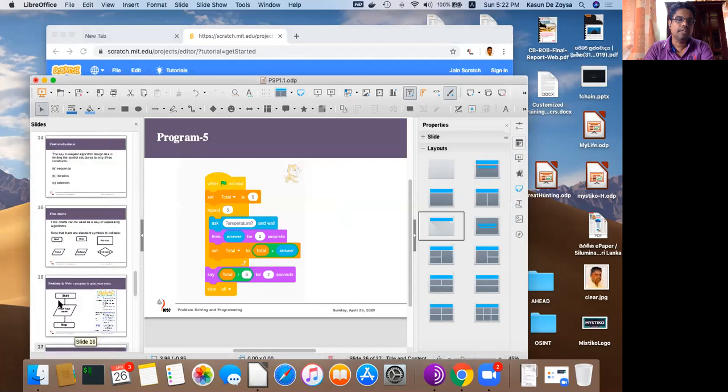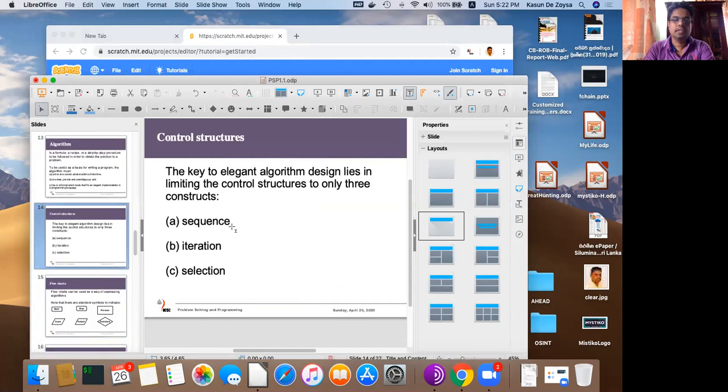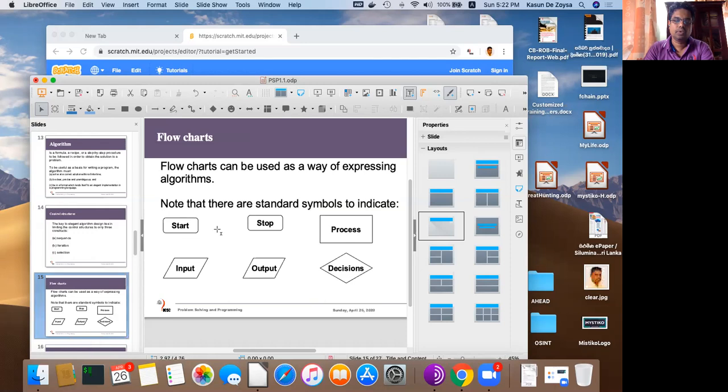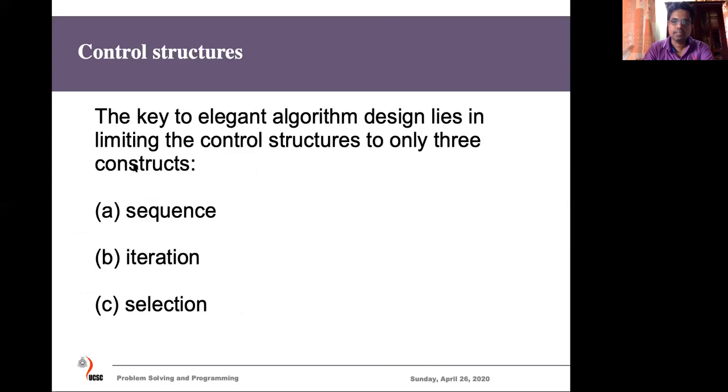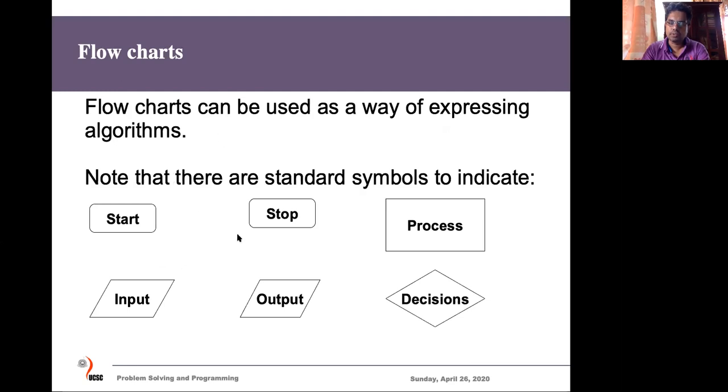algorithm. So what are the parts? If I go back, sequence, that is processing, iterations, and selections. So we solve the problem using these. What we learned actually, we learn to solve problems by developing or designing algorithms. In order to design algorithms, we use only these three constructs: sequence, iteration, and selections. And we use the flowcharting tool to visualize it.